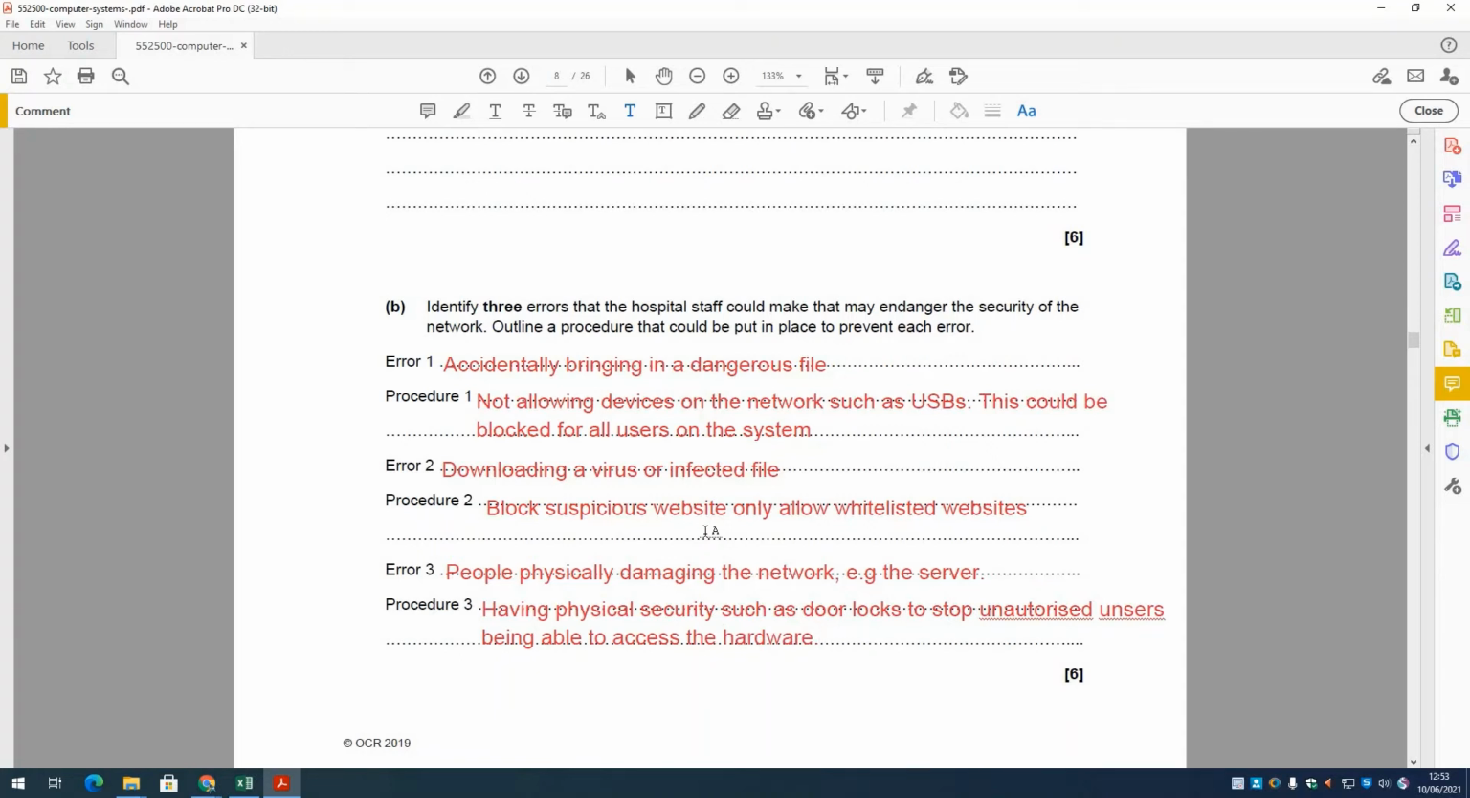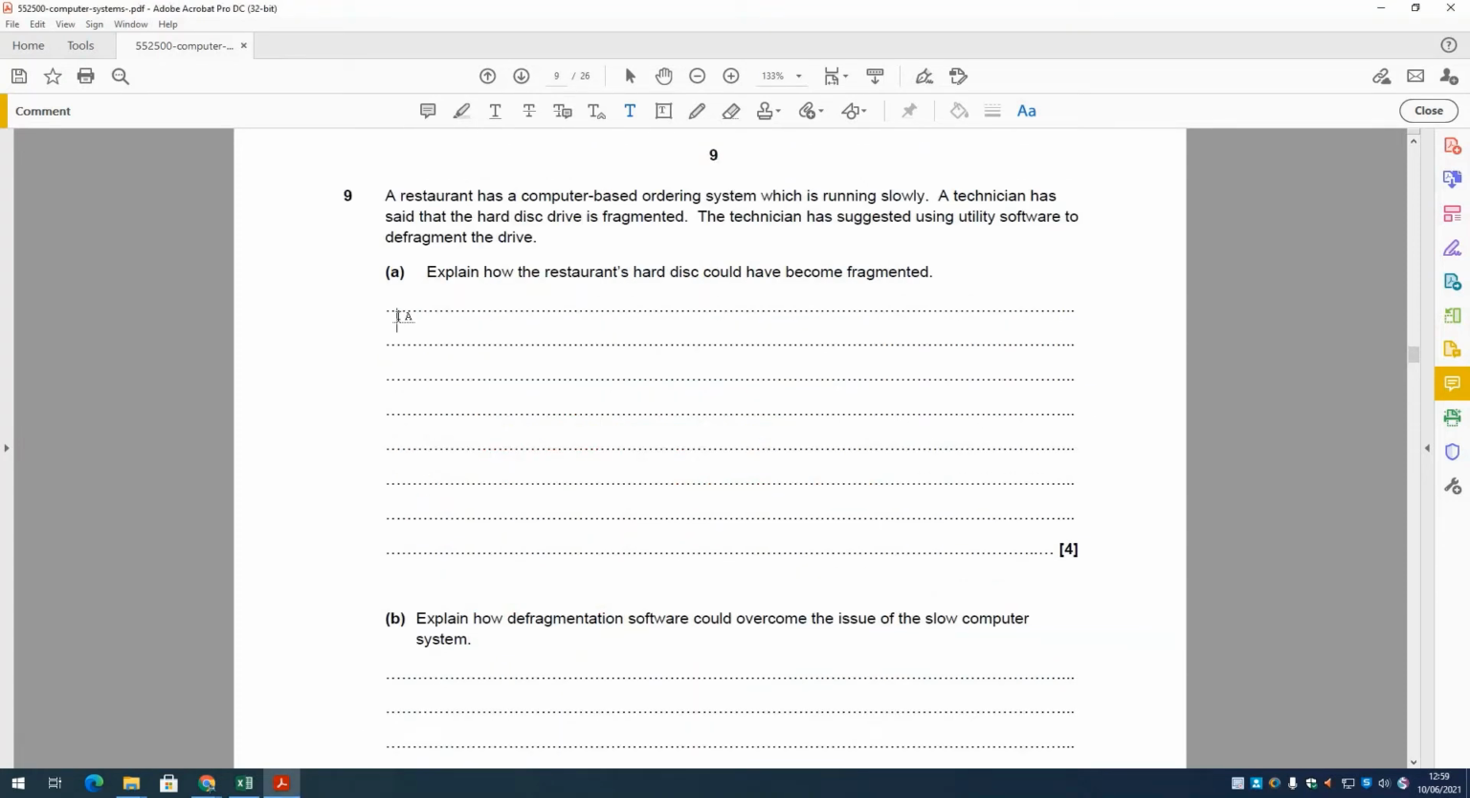There we go. Question 9. A restaurant has a computer-based ordering system which is running really slowly. A technician has said the hard disk drive is fragmented. The technician has suggested using utility software to defragment the drive. Explain how the restaurant's hard disk could have become fragmented. So that's the question on fragmentation. So all we need to say is how it would have become fragmented.